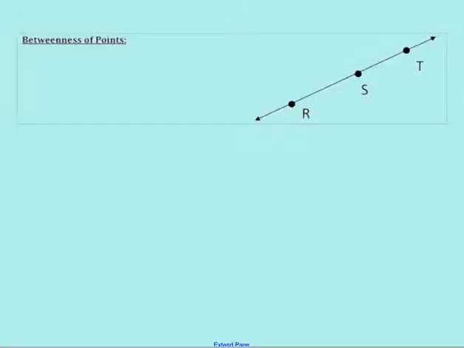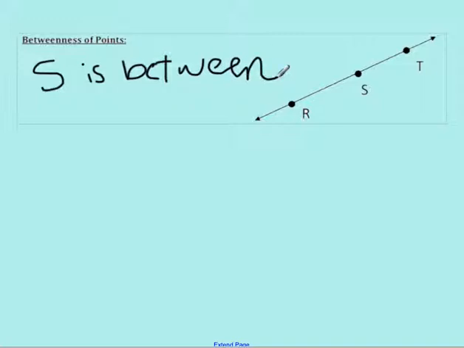Okay, let's talk about betweenness of points. Okay, so it kind of makes sense. It seems pretty logical. So basically what betweenness means is looking at this diagram, we can state that S is between R and T. S is between R and T. Okay, that's all that we need to know to use what we're going to do next.